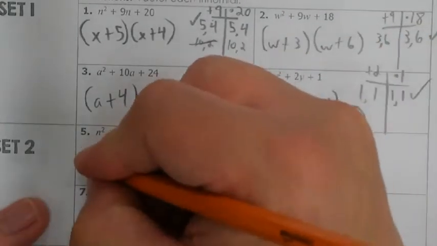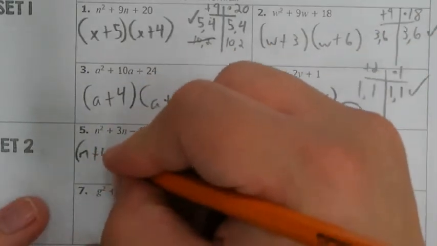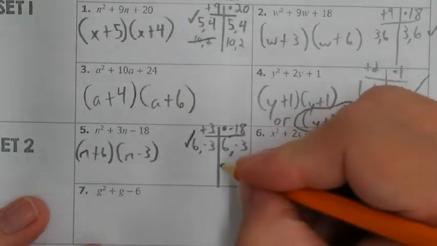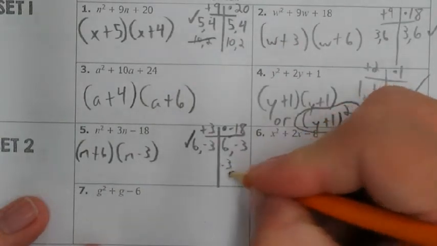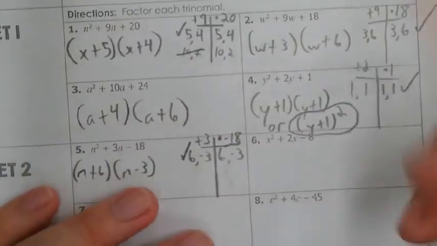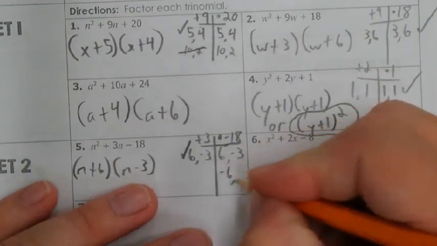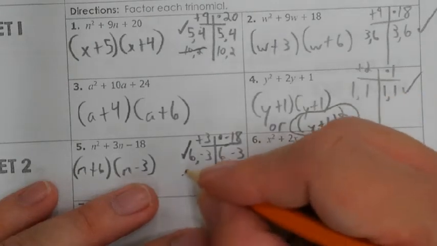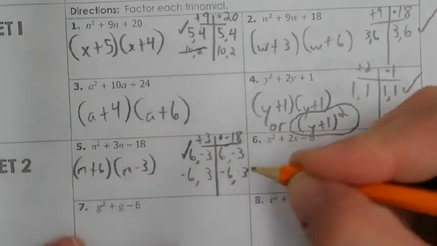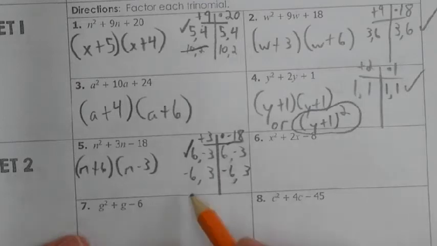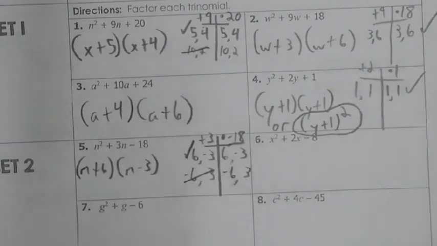So you just do n plus 6, n minus 3. What if I had reversed those? If I had put negative 6 and then a positive 3, that gives me negative 18. But what is a negative 6 plus a positive 3? Negative 3. So that does not work. So that's how we know.